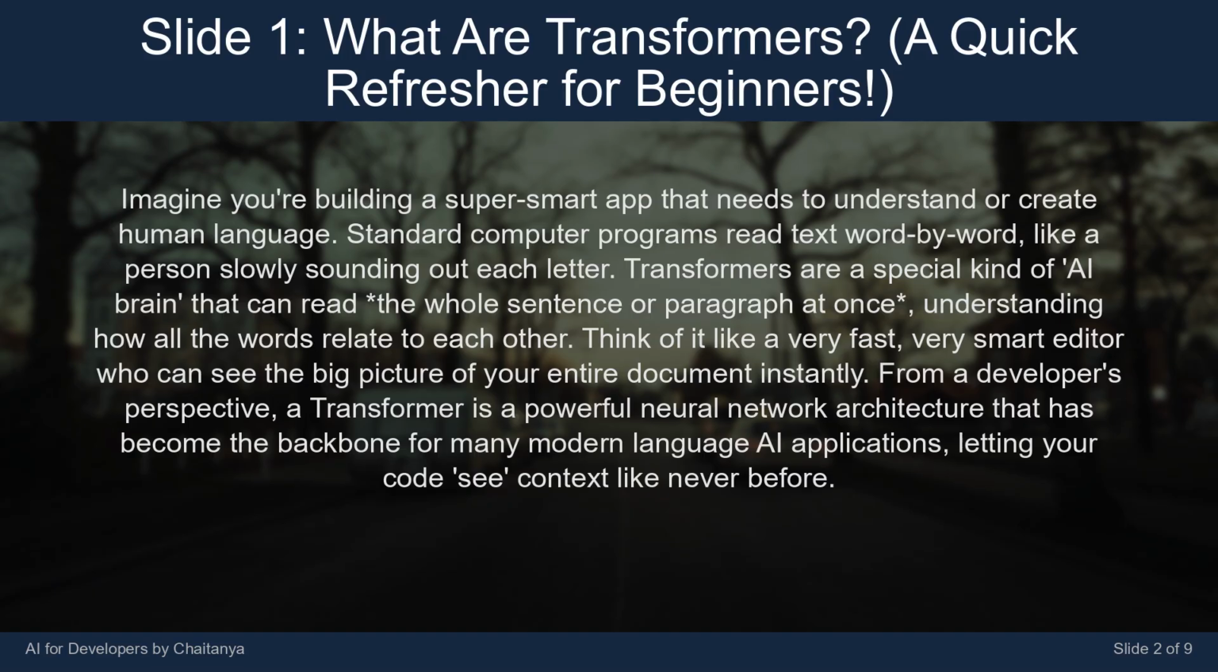Transformers are a special kind of AI brain that can read the whole sentence or paragraph at once, understanding how all the words relate to each other. Think of it like a very fast, very smart editor who can see the big picture of your entire document instantly. From a developer's perspective, a transformer is a powerful neural network architecture that has become the backbone for many modern language AI applications, letting your code see context like never before.